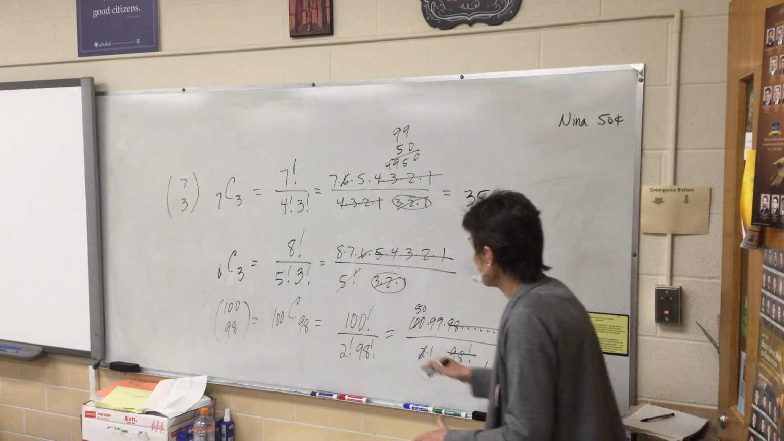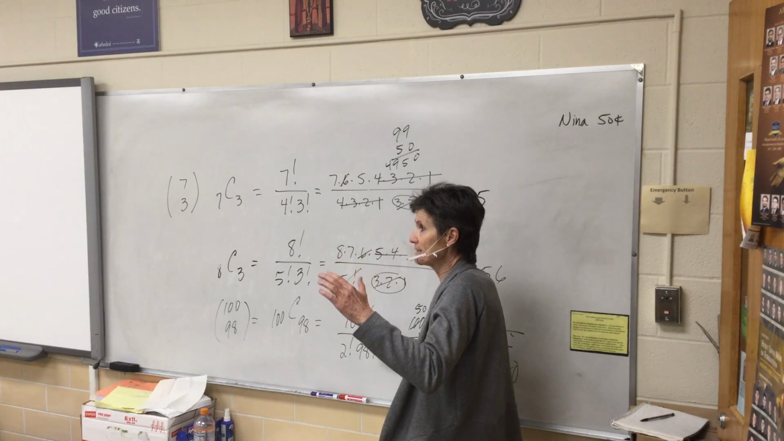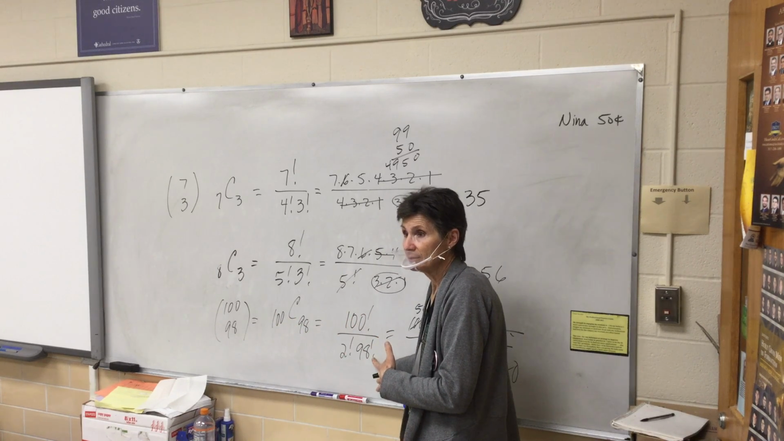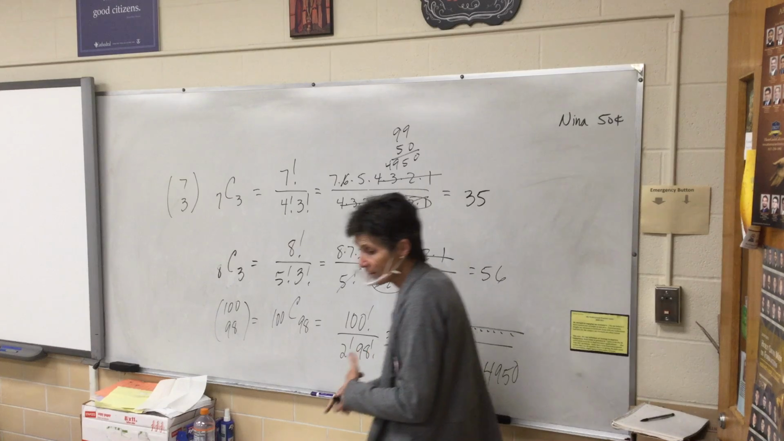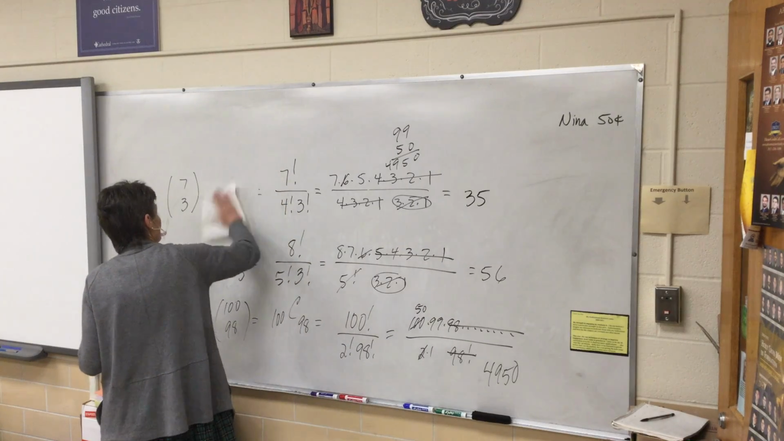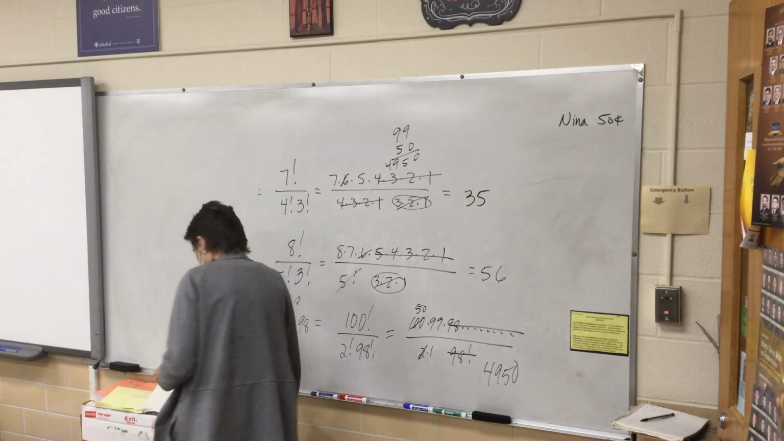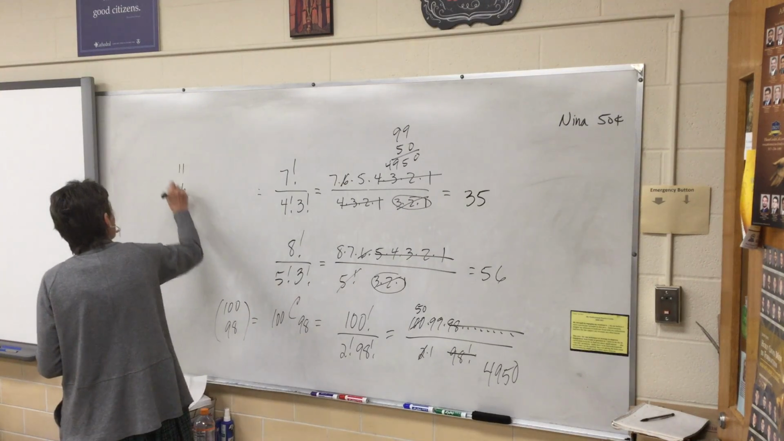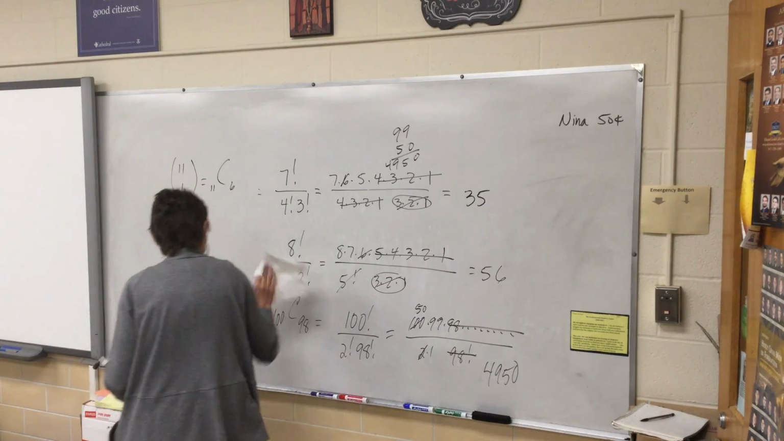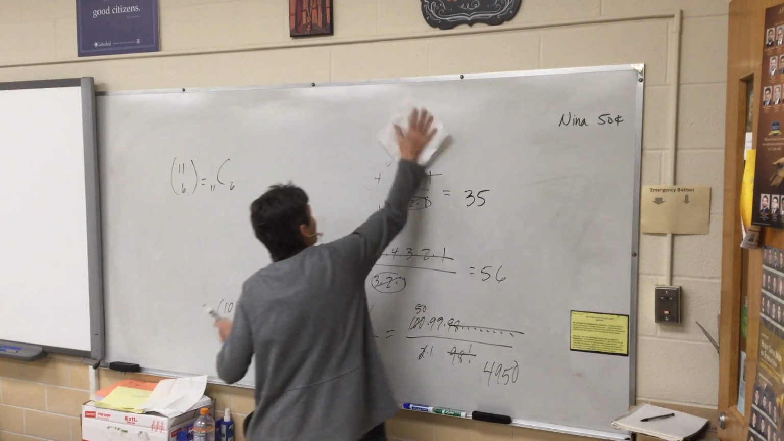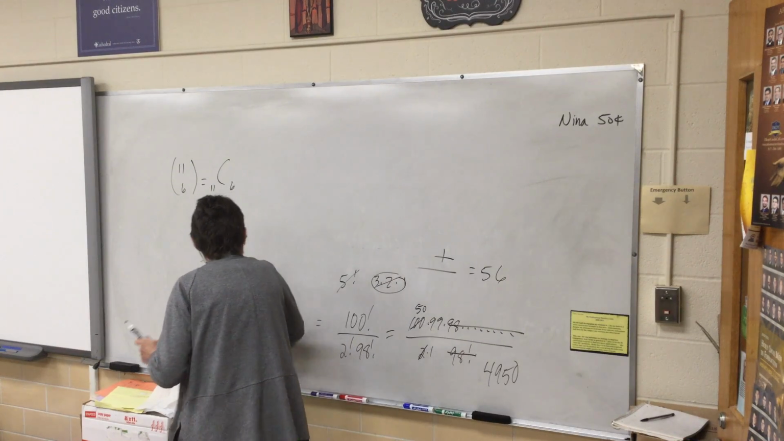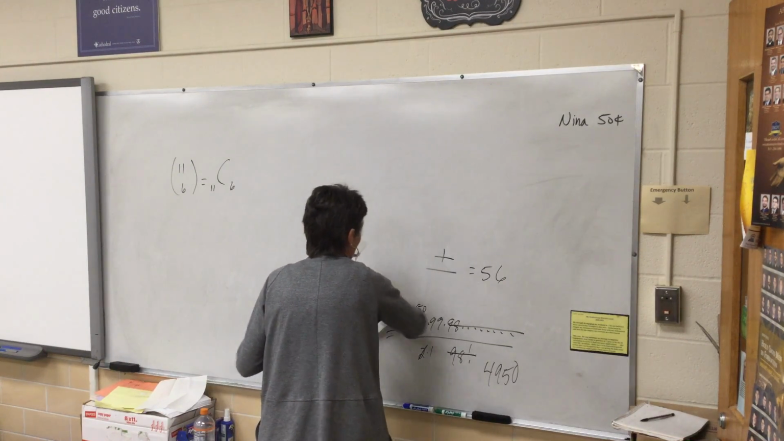So, see, at first, when you saw that 100, you may have like, momentarily panicked. But it's easy because it cancels out almost totally. All right, try the last one on your own. 11C6. That notation is always C. Try to do it without a calculator.